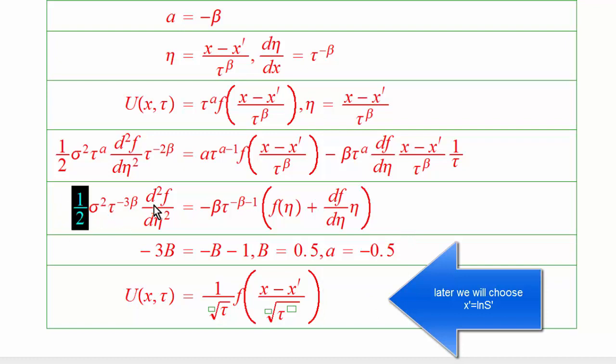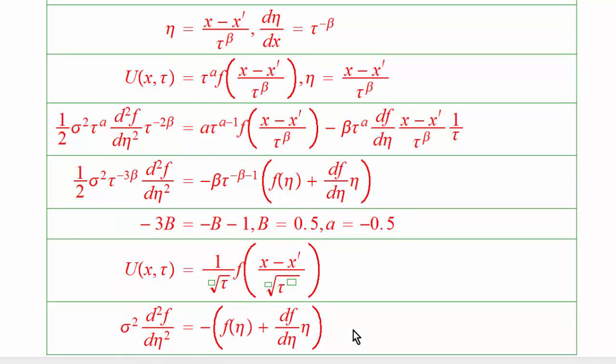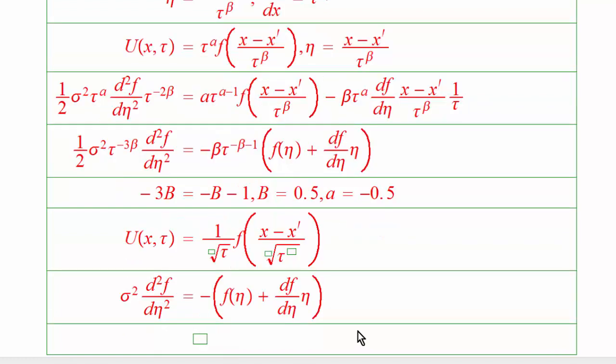Well, if I go back up to here, now that I know the time has to cancel off each side, and I know that this b is a half, then this half and this half cancel. So now I've just got a regular second order differential equation that I can solve. So f as a function of eta is equal to some number e to the power minus eta squared over 2 sigma squared.